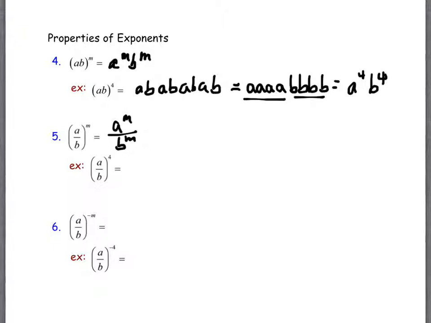And the way that ends up looking is that if I had a over b and I had it 4 times, as we were looking at earlier in this section, we can multiply straight across the top. So that's 4 a's, this is a to the 4th. And straight across the bottom, 4 b's, so this is b to the 4th.